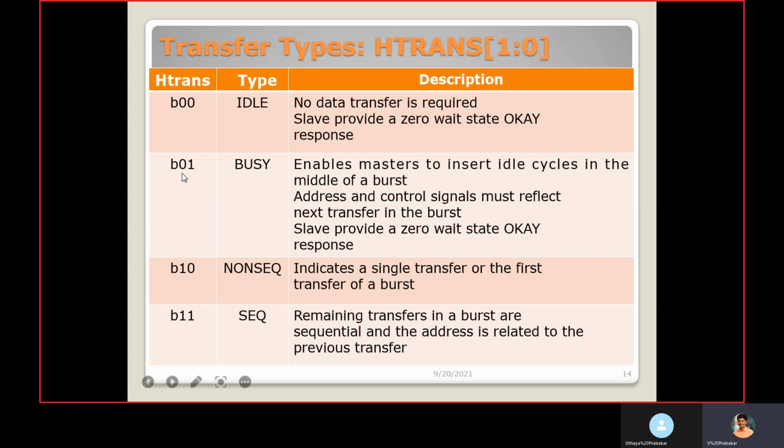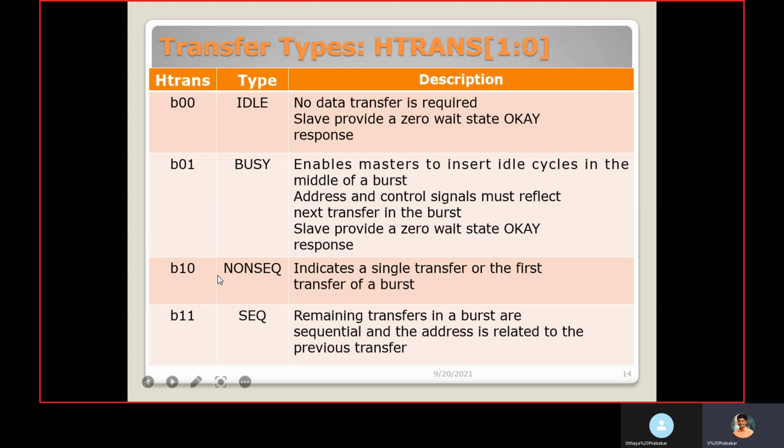When you give HTRANS as 1, that means it is busy. Busy enables the master to insert idle cycles in the middle of a burst. Address and control signals must reflect the next transfer in the burst. The slave provides a zero wait state OKAY response. So when it is busy, the control and address signals will be reflected in the next cycle. I will explain this in the next slide.